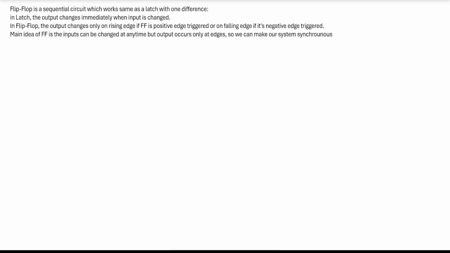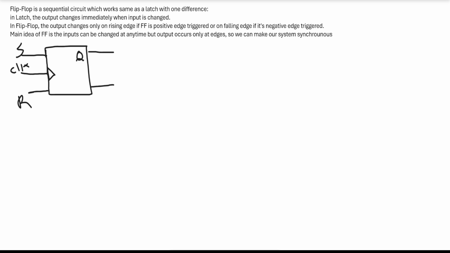So let's see the symbol for the rising edge SR flip-flop. We can represent it by a little box, and we have two inputs, S and R for reset, and then we introduce the clock. When we have a little triangle here, this is the rising edge SR flip-flop, and then we have the same outputs. We have the Q state and the Q bar state. So this is rising edge.